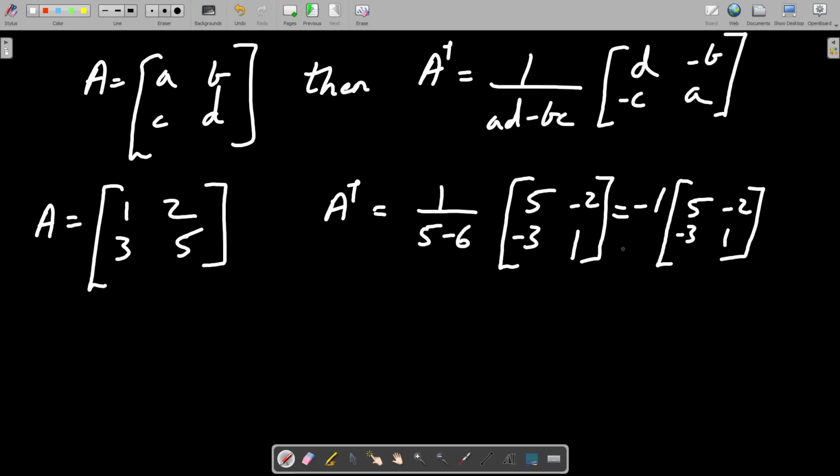There is a -1 outside. Okay, clear? So this is the answer over here. If you all want, you can multiply that -1 inside. Even if you multiply, what I will get is -5 plus 2. That denominator contributed that -1. Clear?